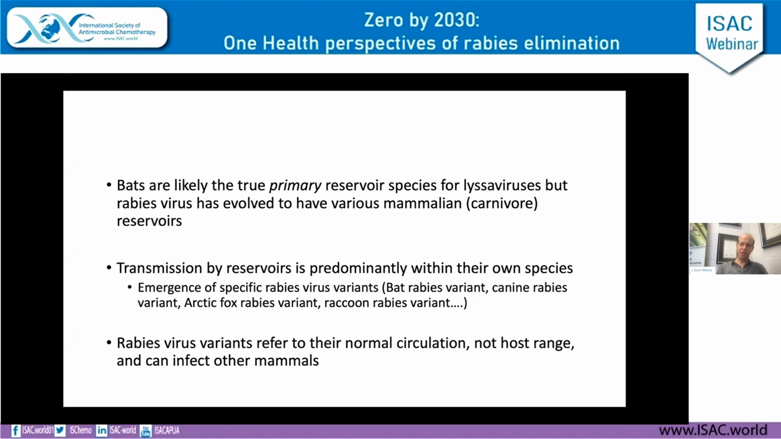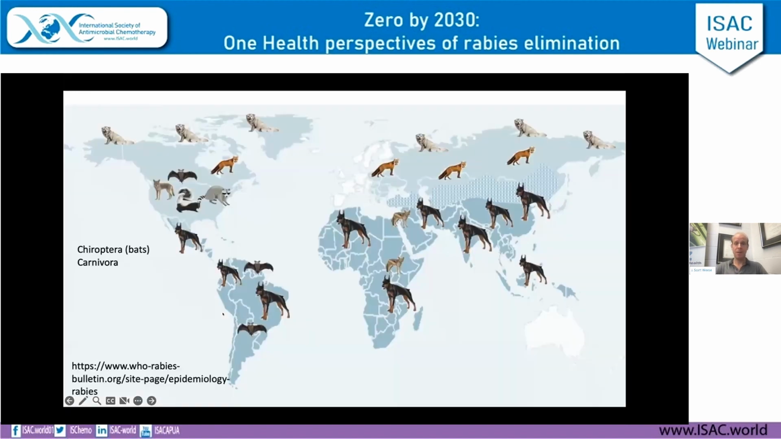This doesn't mean they can only infect the reservoir species, but these are viruses that have evolved to be effectively transmitted within that reservoir and are good genetic markers for what species a case came from. So the rabies virus variants refer to their circulation, not their host range, because a bat rabies variant can infect mammals just like any other rabies virus variant. So if we look internationally, there's diversity in the reservoirs that are out there.